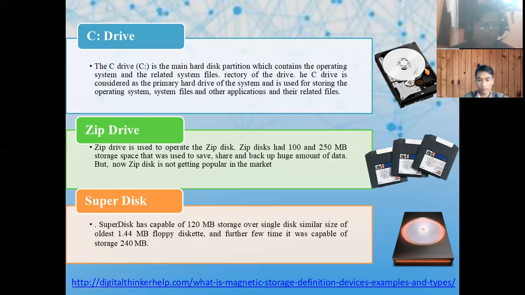And the last of the type is the SuperDisk. SuperDisk is capable of 120 MB storage on a single disk of similar size to a 1.44 MB floppy diskette, and for a short time it was capable of storing 240 MB.